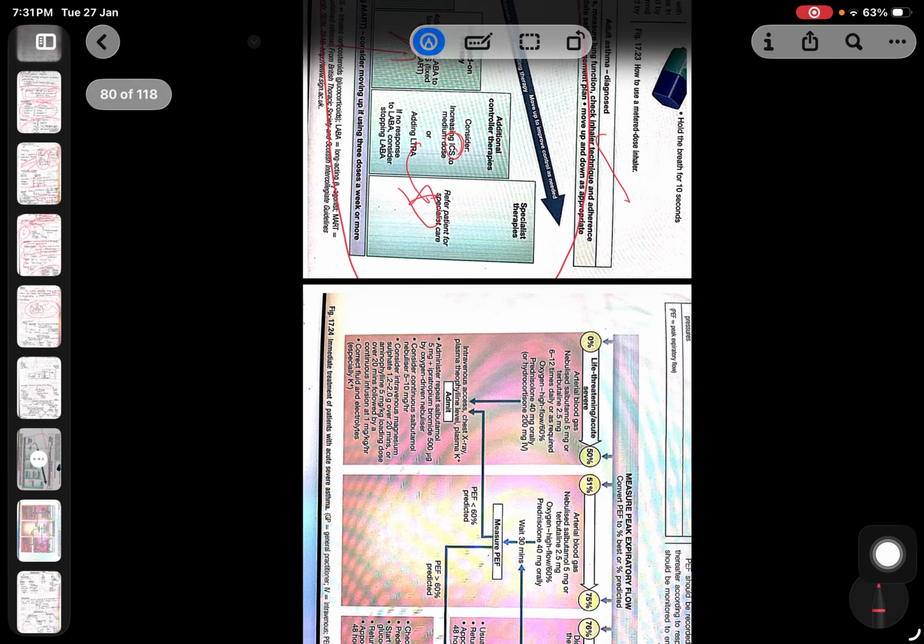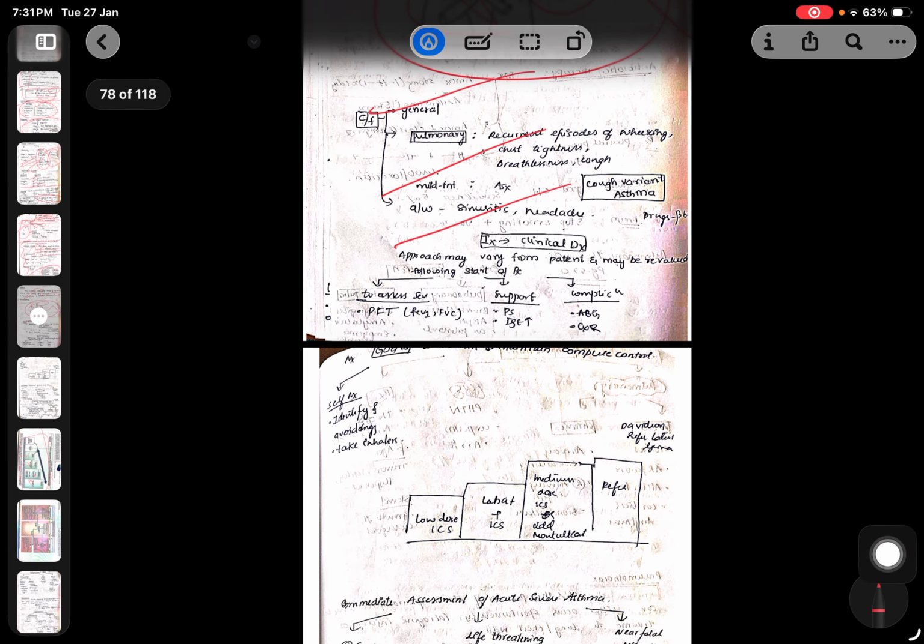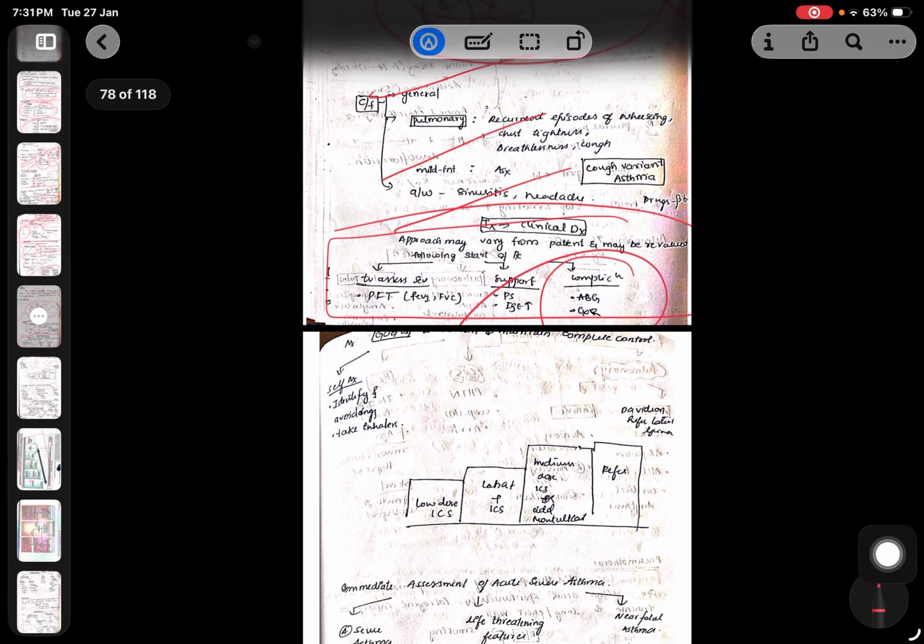Okay. Then one more thing: I'll come to status asthmaticus. Again, clinical features, general and systemic, following the same narration which paper 1 follows. Then investigation. It's a clinical diagnosis; to assess the severity and to look for complications, you go with the investigations.